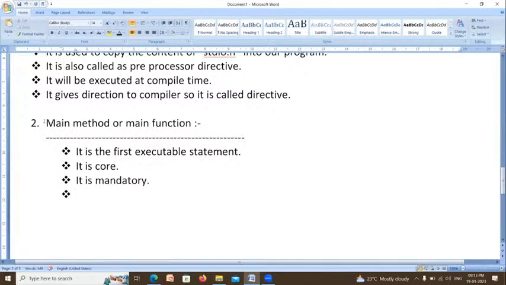You can write main method only one time. You cannot write multiple times. So it cannot be duplicated. Duplication of main methods doesn't allow. It cannot be duplicated means you can write main method only one time.